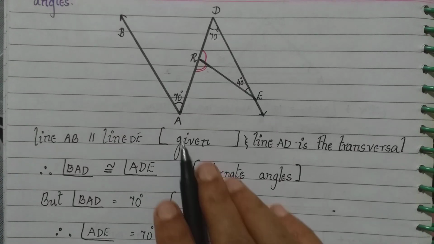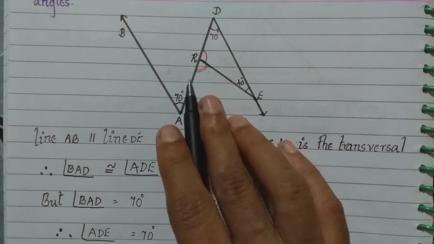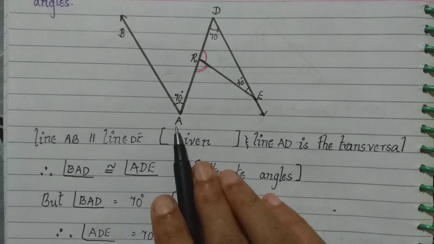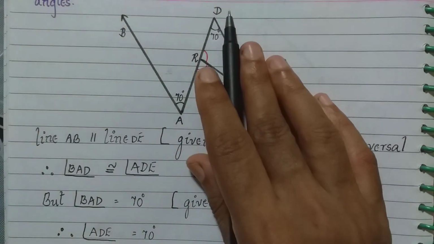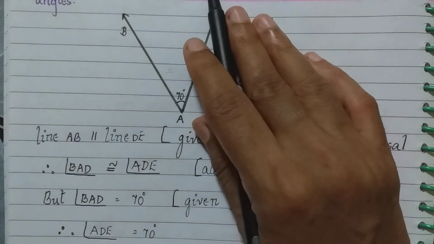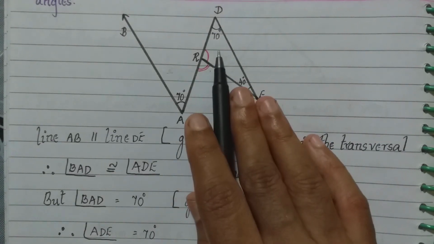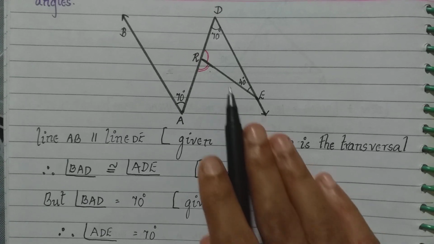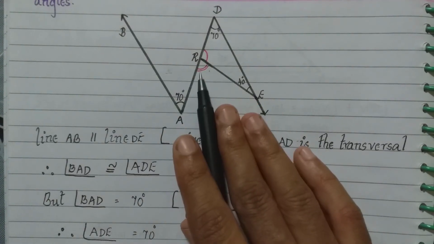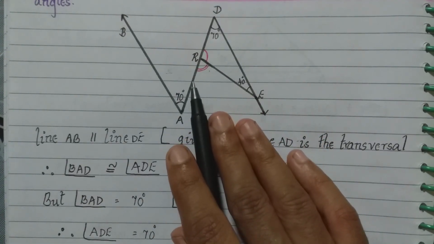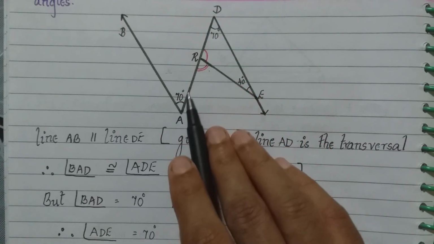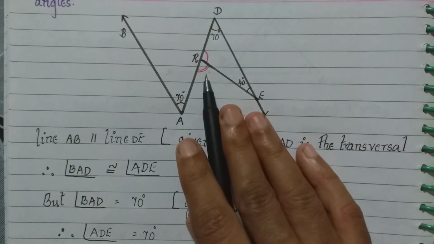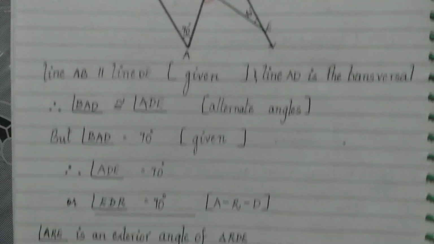Was that one of the angles we had to find? Yes, I have marked it in red. Now I have to find the measure of angle DRE. And I know that angle ARE and angle DRE form a straight line because they form a linear pair. So how will I get angle DRE? Linear pair means the sum of the angles will be 180 degrees. So, by subtracting the measure of angle ARE from 180 degrees, I will get the measure of angle DRE.